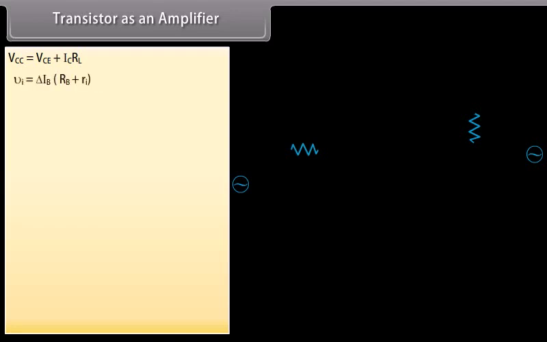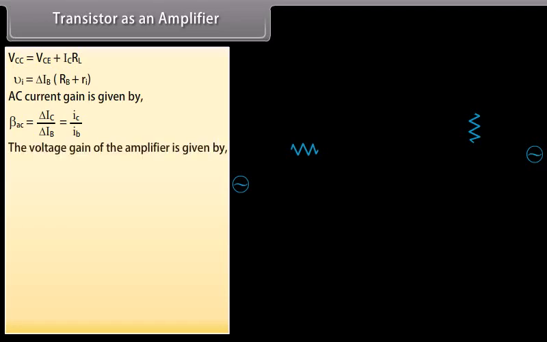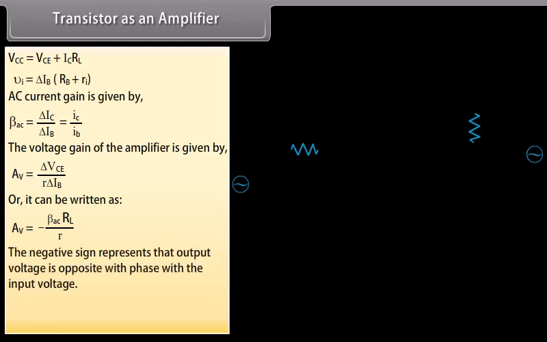Delta Vi is equal to delta IB multiplied by RB plus Ri. AC current gain is given by beta AC is equal to delta IC upon delta IB. The voltage gain of the amplifier is given by AV is equal to delta VCE upon Ri delta IB, or it can be written as AV is equal to minus beta AC RL upon Ri. The negative sign represents that the output voltage is opposite in phase with the input voltage. The power gain of the amplifier is given by AP is equal to the product of beta AC and AV.